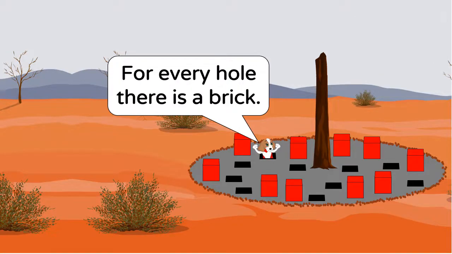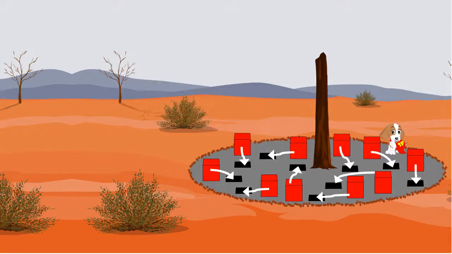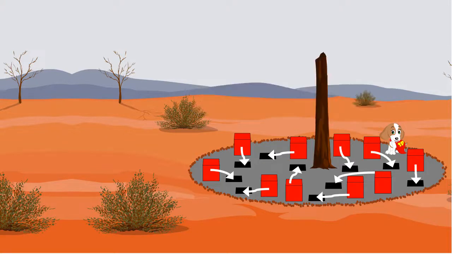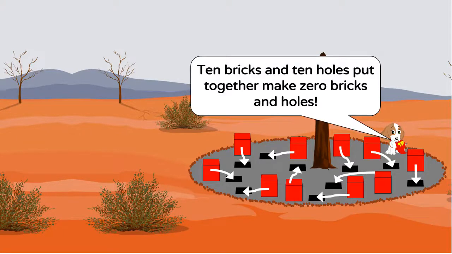For every hole, there is a brick. And there you can see arrows connecting the bricks to the holes, and it doesn't matter which brick is matched with which hole. There's going to be enough to make 0 bricks and holes when they're put together again. So 10 bricks and 10 holes put together make 0 bricks and holes.